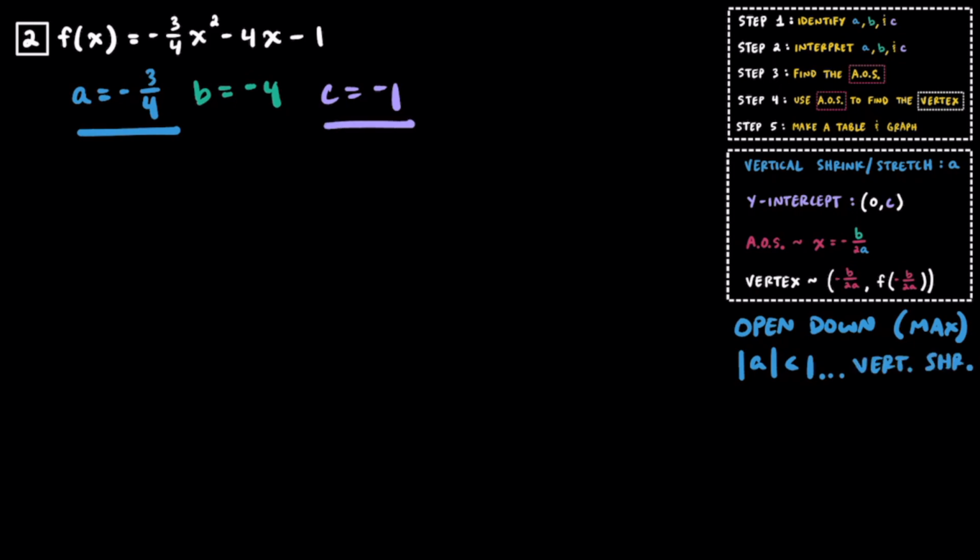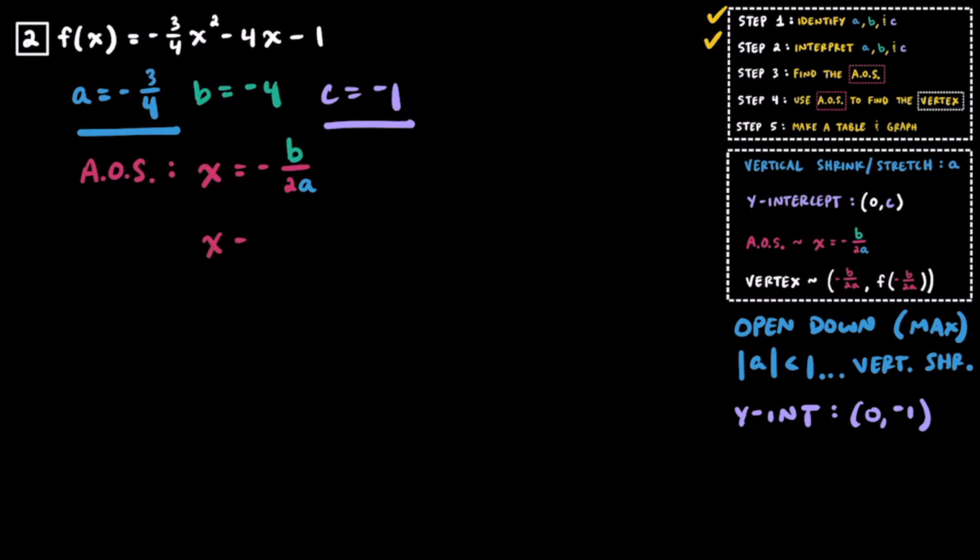Knowing that c is equal to negative 1, we know the y-intercept. The y-intercept for this parabola is going to be 0, negative 1. That takes care of step 1 and step 2. For step 3, let's go ahead and find the A.O.S, or axis of symmetry. Remember, our formula is x is equal to negative b over 2a.